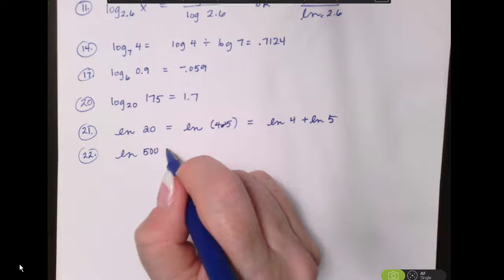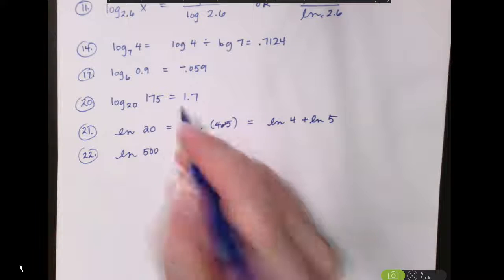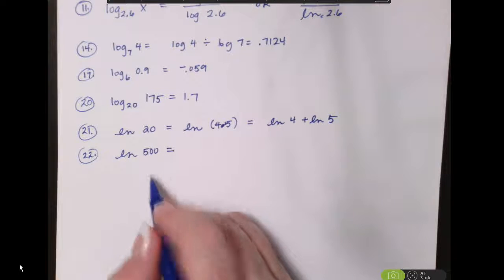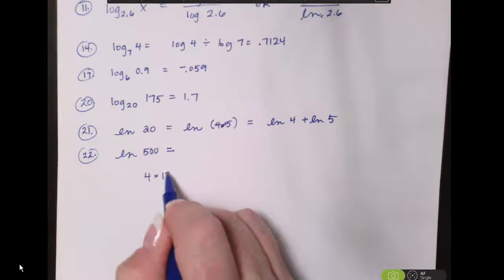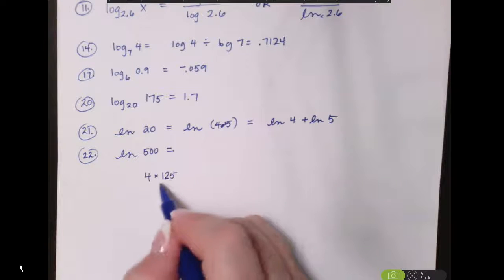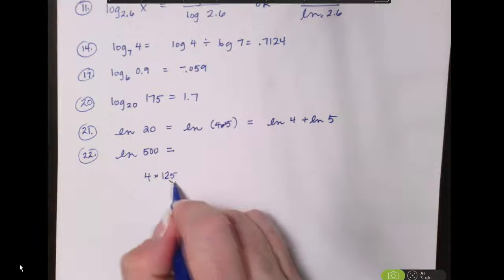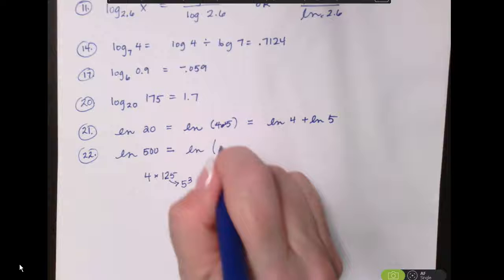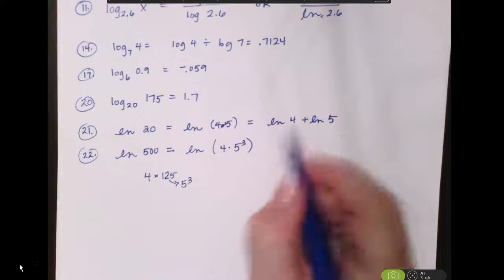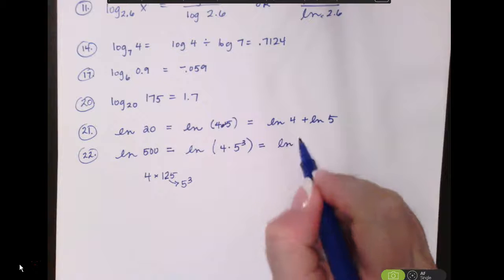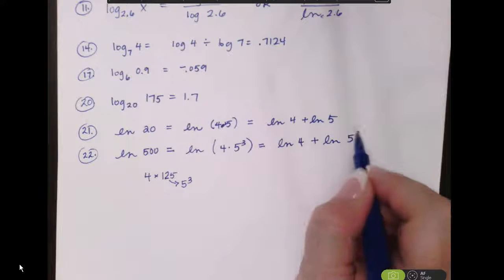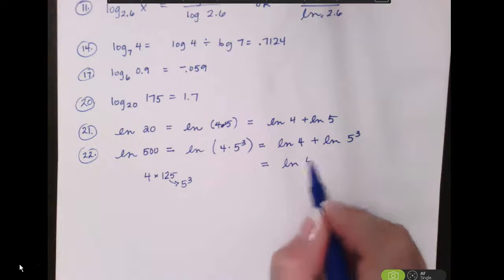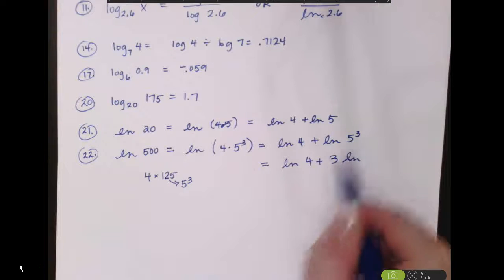In number 22, we've got the natural log of 500. So how could we rewrite that using 4s and 5s? So let me think about that for a minute. 500 is 4 times 125, right? Yes, and 125 is 5 to the 3rd power. So I'm thinking if I start off by writing it like this, and then I want to split that apart, natural log of 4 plus natural log of 5 to the 3rd, and then I would use my power property and bring that power out in front.